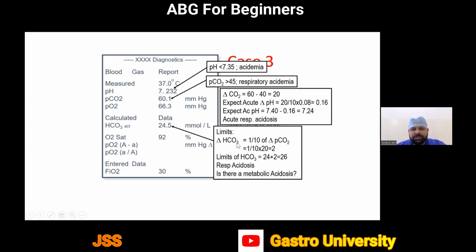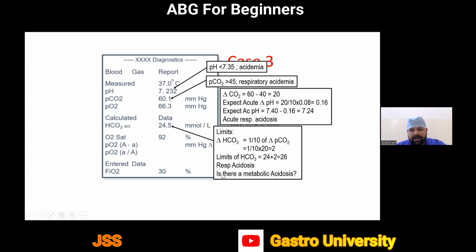So we check the delta bicarb, that is 1/10 of the delta PCO2, and delta PCO2 was 20. So 1/10 multiplied by 20 is equal to 2. So the limit of bicarb is 24 plus 2, that is 26. So it's approximately in the normal range. So this patient has respiratory acidosis.